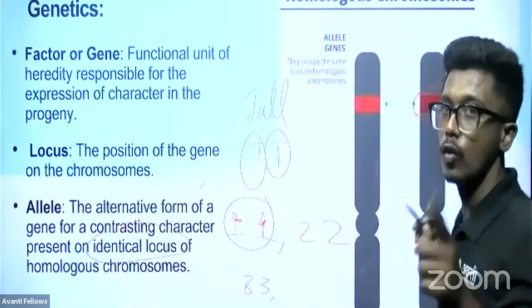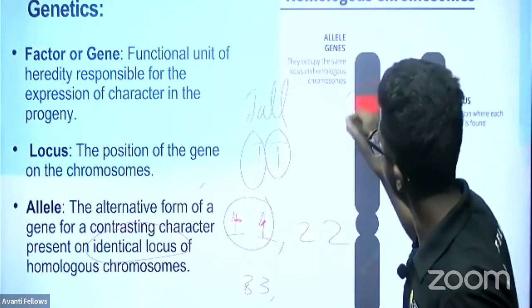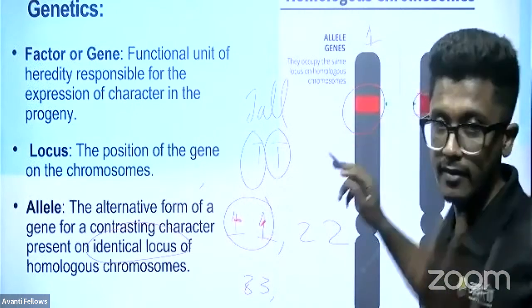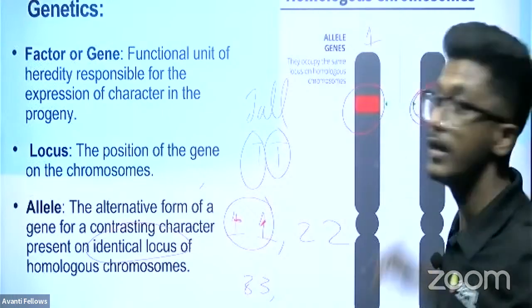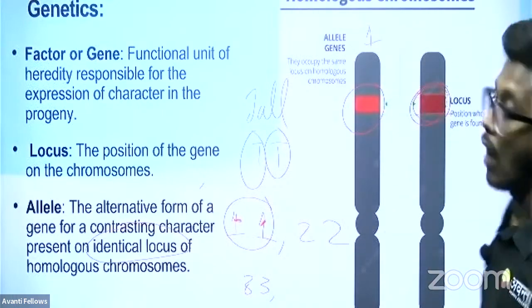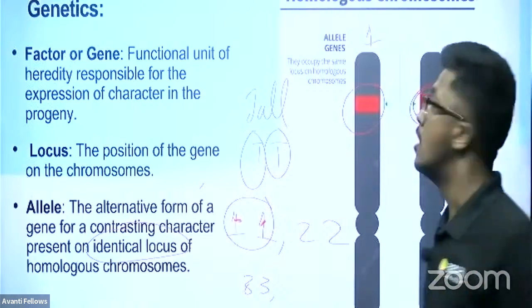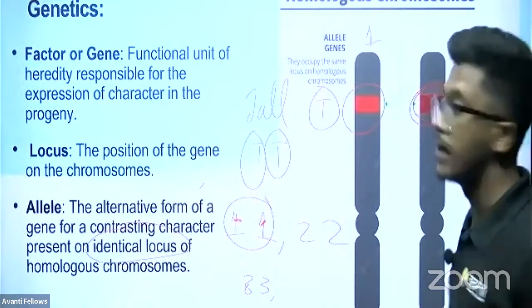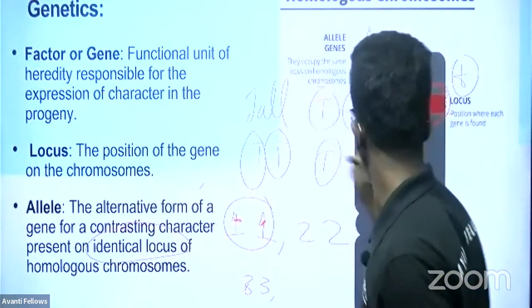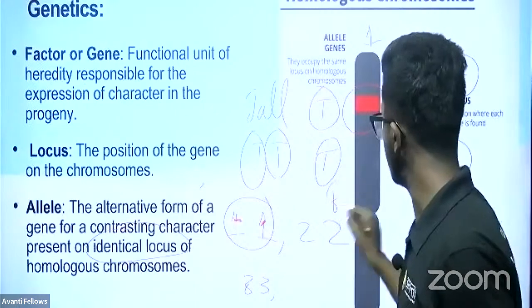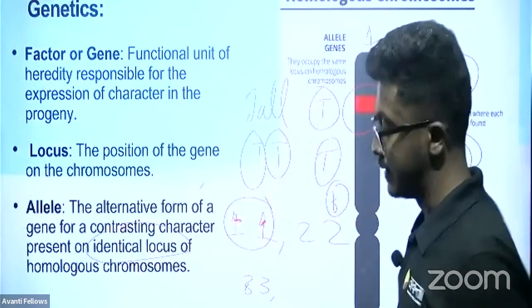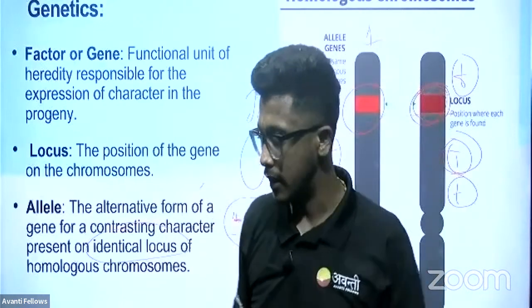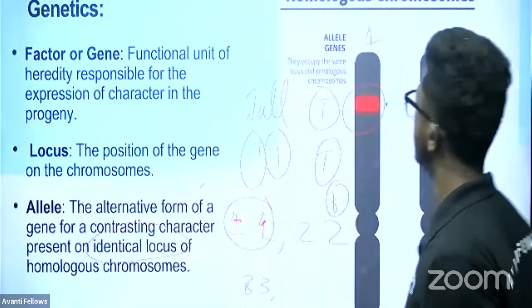Identical locus means, as I told you already, if I have an allele present in chromosome 1 at this location, the same gene will be located in the same locus of the other chromosome. Now, are the genes the same? Maybe, maybe not. This can be capital T, this can be small t. Or this can be capital T, this can also be capital T. Or this can be small t, this can also be small t. So the gene for a character is the same, but the allele might differ. So this is about alleles.